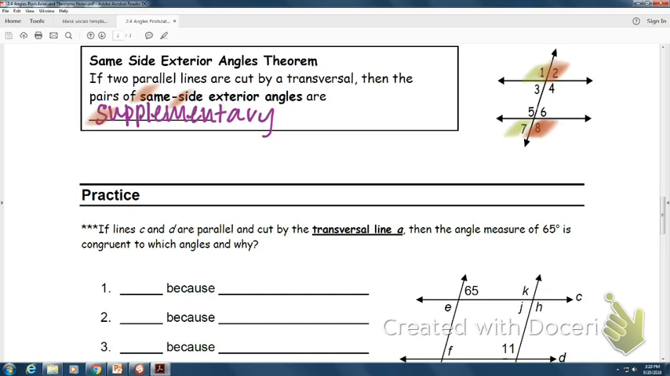Same side supplementary. Okay, questions on our, what was it, 5 new terms? Anything? Okay, let's look at the practice.